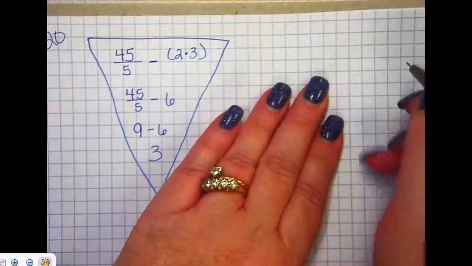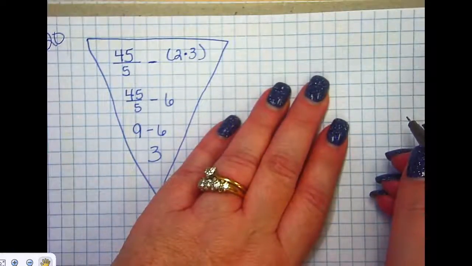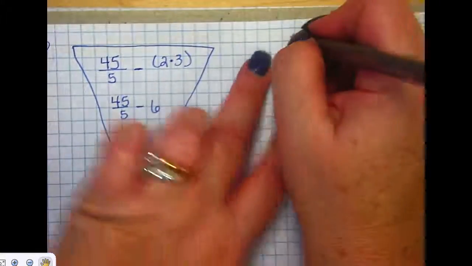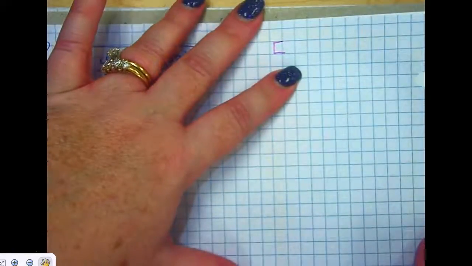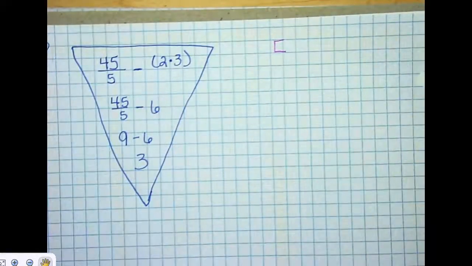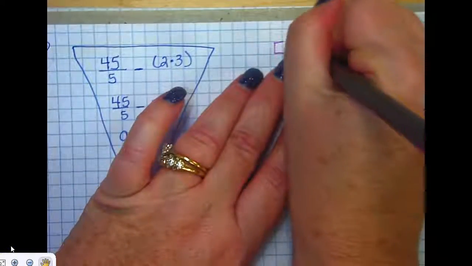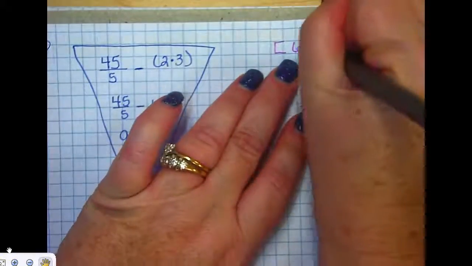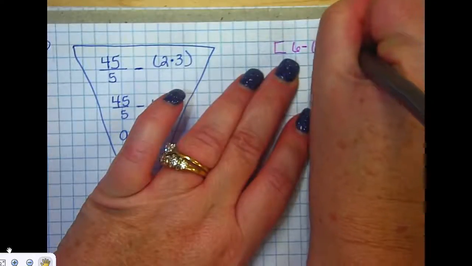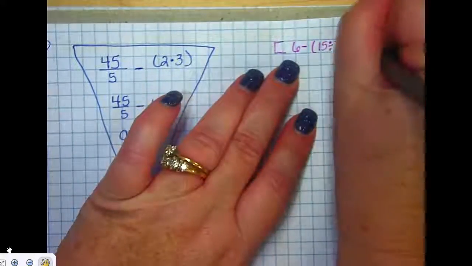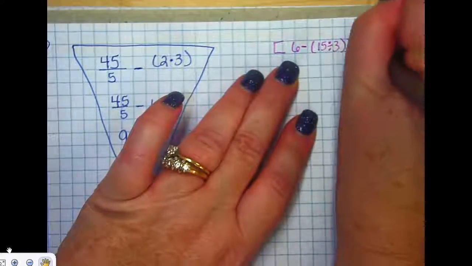All right, let's look at the next one. We're going to start with a bracket. Going to have a bracket and then 6 minus, and then a parentheses: 15 divided by 3, end parentheses, and end your bracket, times 13.